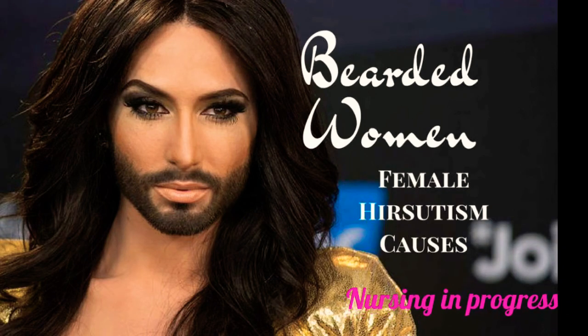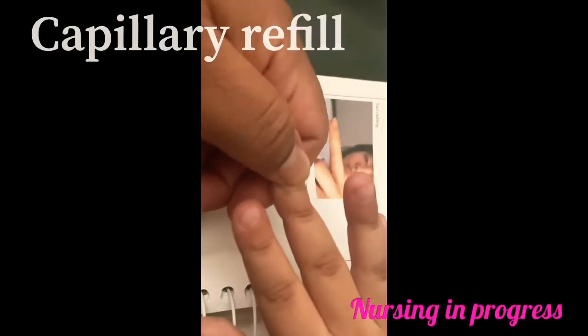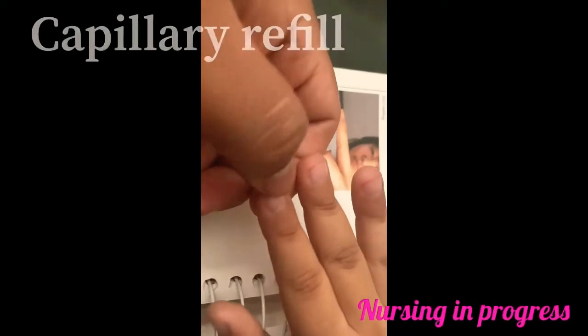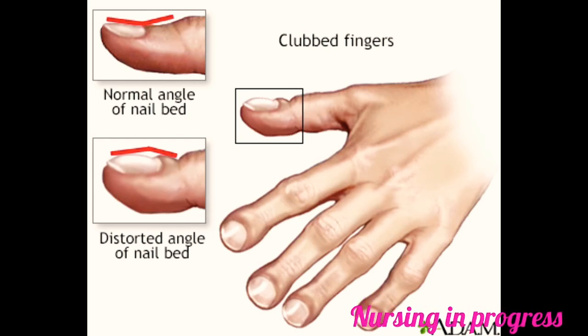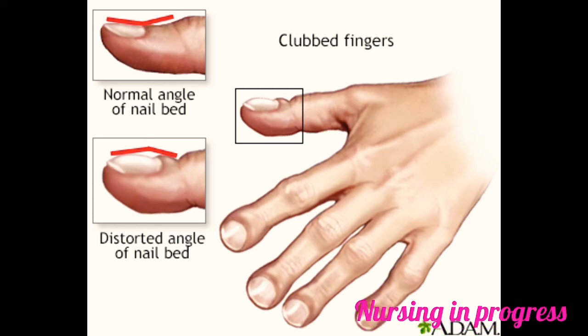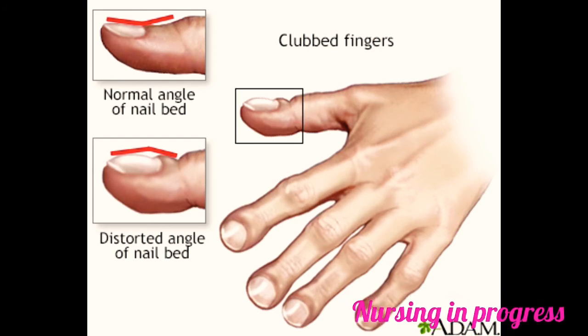Another thing to know is capillary refill. The capillary refill needs to be within 3 seconds. Anything that's greater than 2 seconds would technically be considered an abnormality. And then the shape of the nails: we need to be aware that a normal angle between the nail and nail bed is 160 degrees, and clubbing would be anything over 180 degrees. So that's something to definitely be aware of.